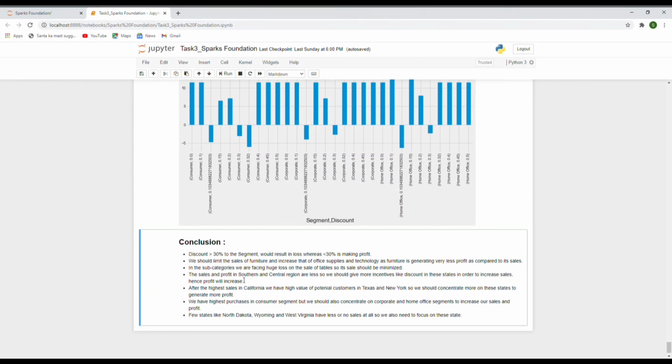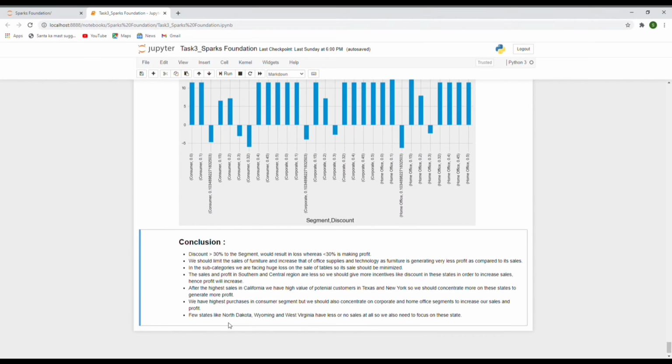The sales and the profit in the southern and the central region are very less, so we should give more incentives like discounts in these states in order to increase sales, and hence profit would increase. And after the highest sales in California, we have high value of potential customers in Texas and New York. So we should concentrate more on these states to generate more profit. We have the highest purchases in the consumer segment, but we should also concentrate on corporate and home office segments to increase our sales and profits.